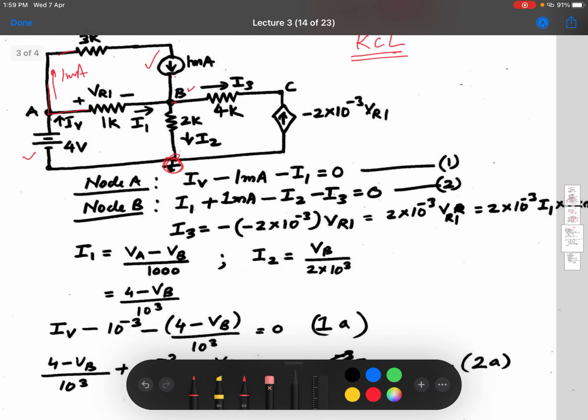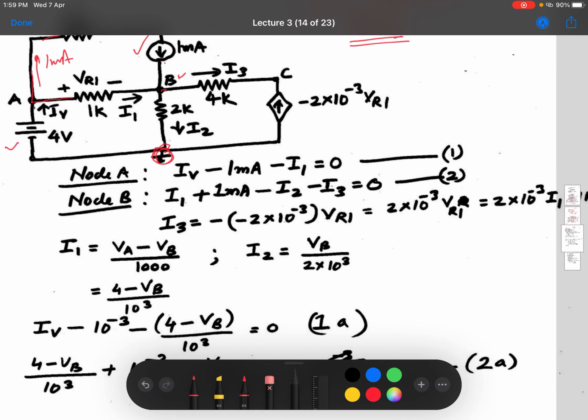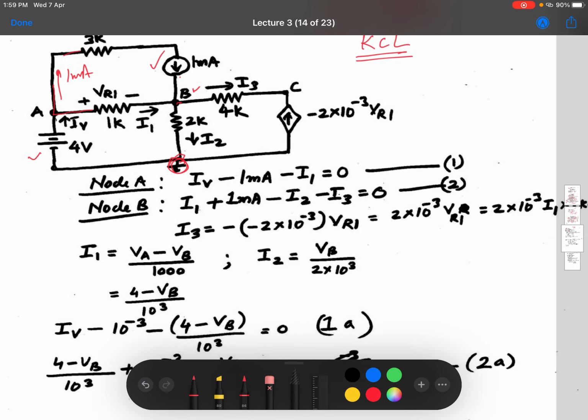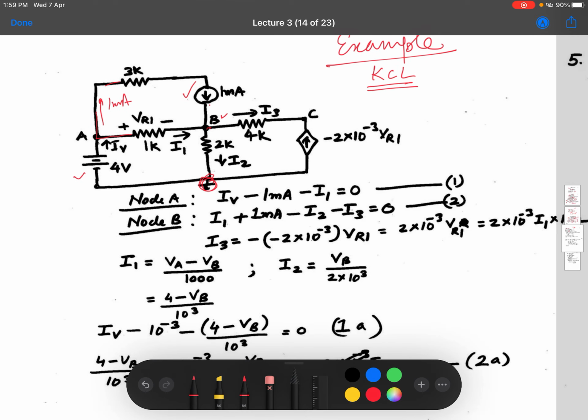Now let us talk about I1. Going by direction, I1 is VA minus VB upon 1000, that is 1K. Then I2 is from VB to 0, so VB minus 0 upon 2 kilo ohms, and I think this is 4 minus VB.